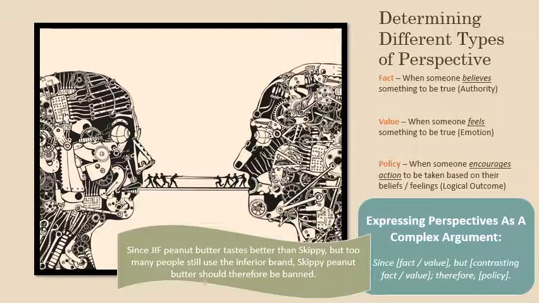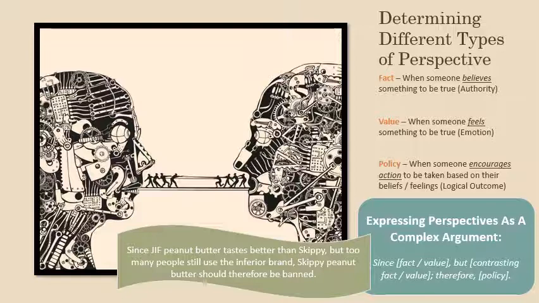In this example, we'll be talking about peanut butter. So it says, since Jif peanut butter tastes better than Skippy, but too many people still use the inferior brand, Skippy peanut butter should therefore be banned. So you can see the three parts, and if we break down each part, you can notice it says, since Jif peanut butter tastes better than Skippy, that is a perspective of fact, because anybody could go out and taste and come to their own conclusion, and it's based in kind of reality and the authority of having gone out and tasted the peanut butter.